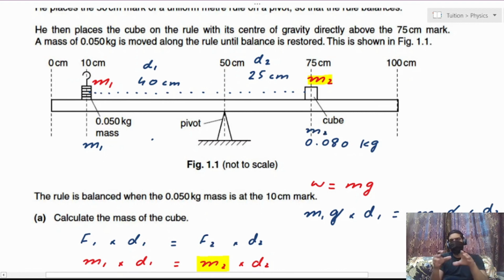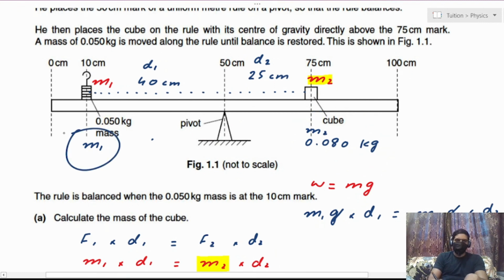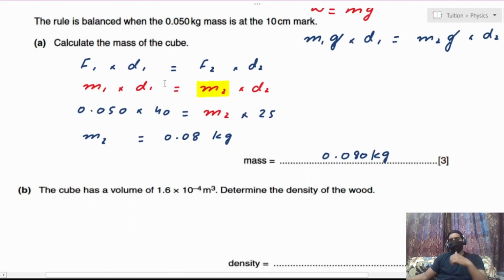And the only way that you can balance two different masses is in such a way that the heavier mass sits close to the pivot. So the heavier mass sits close to the pivot. That's why the second mass is at a distance of 25 centimeters from the pivot. And the lighter mass sits away from the pivot. That's why the lighter mass, m1, sits at a distance of 40 centimeters from the pivot. Only then they can balance their moment.